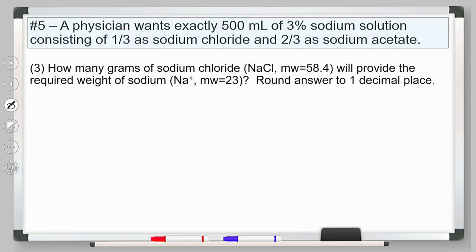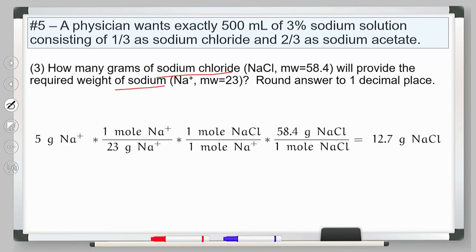Well, how many grams of sodium chloride are required to provide the required weight of sodium? Remember, our 5 grams was of what? Sodium alone. So that's what we need to start with. I have 5 grams of sodium. So how much sodium chloride would that be? Well, I need to convert from grams of sodium to the number of molecules. 5 grams of sodium divided by 23 gives me the moles of sodium.